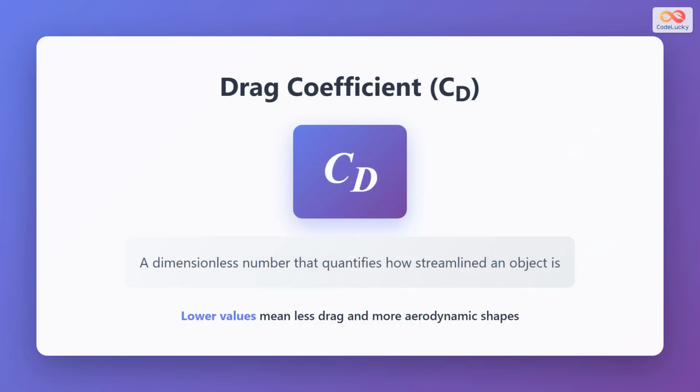The drag coefficient, represented as C_d, is a dimensionless number that quantifies how streamlined an object is. It depends purely on the object's shape and surface properties. Lower C_d values mean the object is more aerodynamic and experiences less drag, while higher values indicate poor aerodynamic performance.